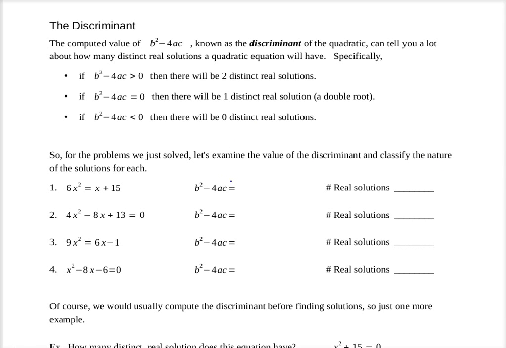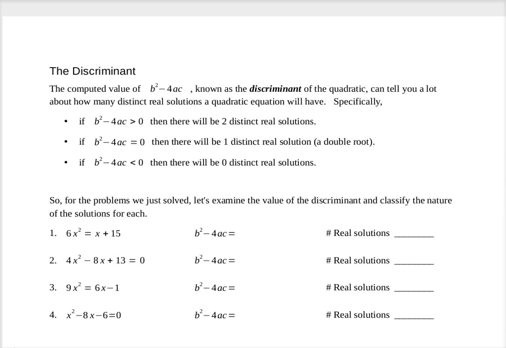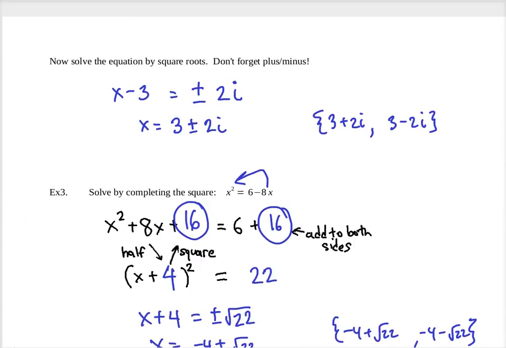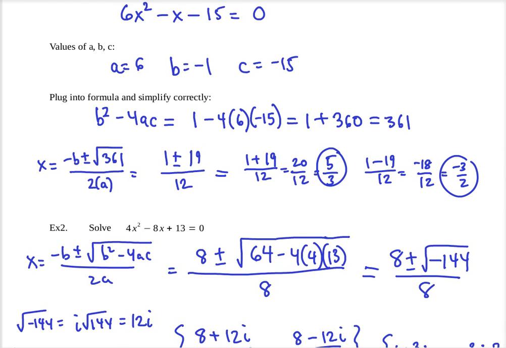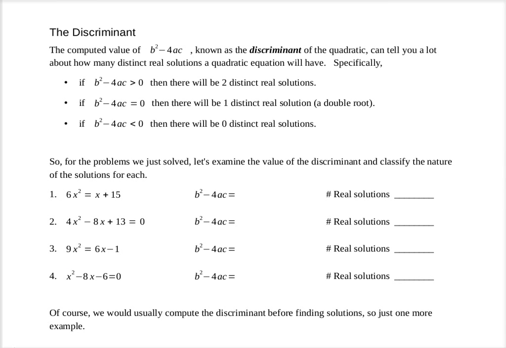So let's take a look at this. Now, we just solved each of these problems, so I'm going to dive back into the problems here. We did this 6x squared equals x plus 15. And if you think back, when we put it into standard form, b squared minus 4ac turned out to be 361. As soon as we know that, because it's 361, this result is greater than 0. And if it's greater than 0, we're going to have two distinct real solutions. So we get two real solutions.